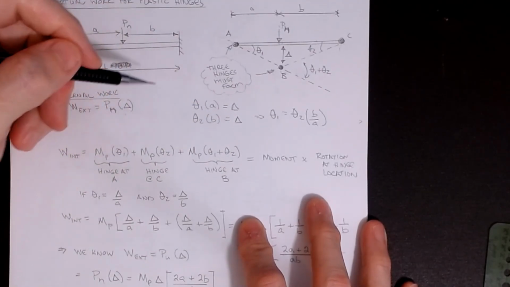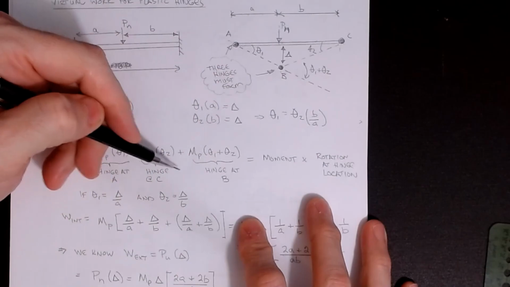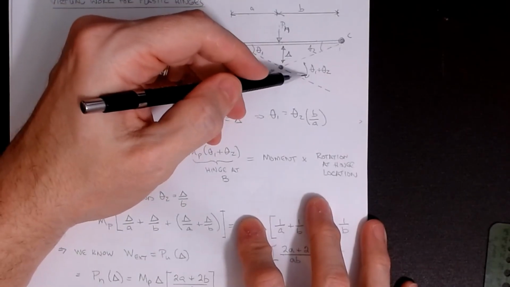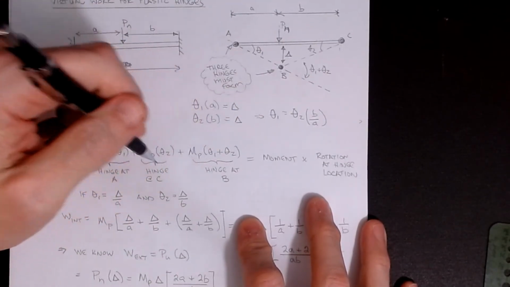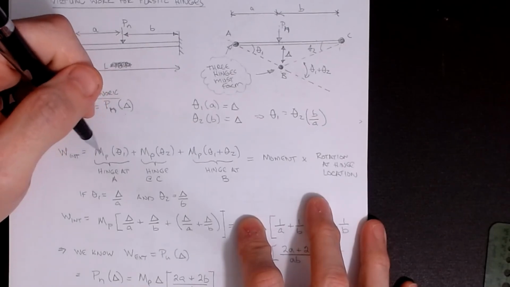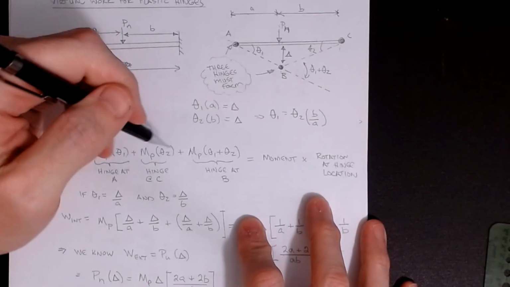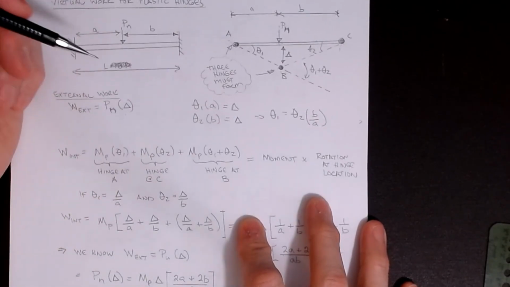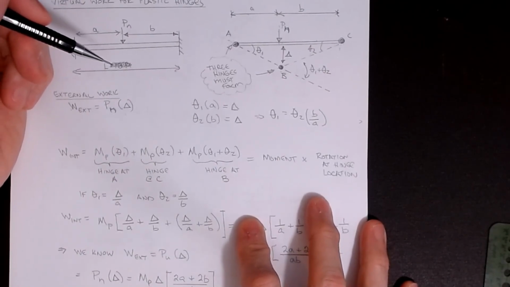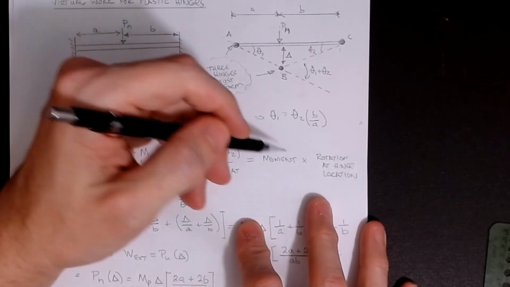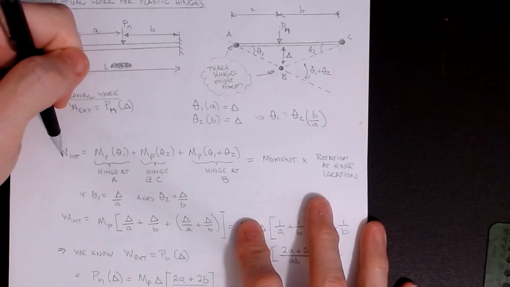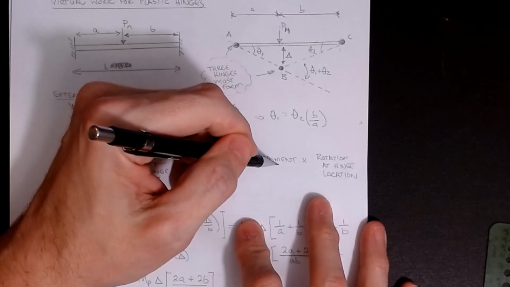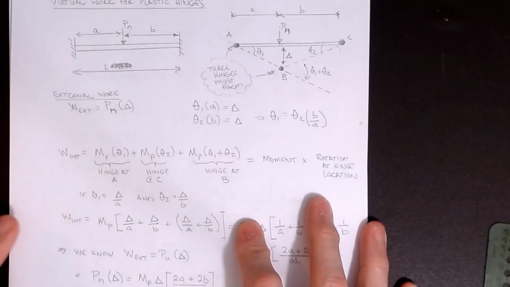And then the hinge in the middle, also MP, now rotates through theta 1 plus theta 2. Once I've rotated through all of these, and they may not occur at the same time, once the third one fully forms, your mechanism is in place and you have a collapse mechanism. Just remember that we're calculating the work done by a rotation as the moment at the point multiplied by the rotation it goes through.